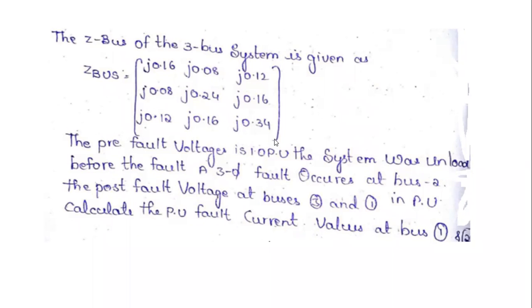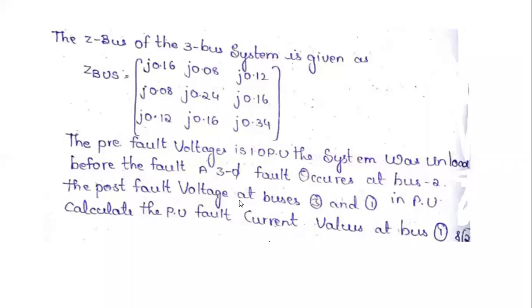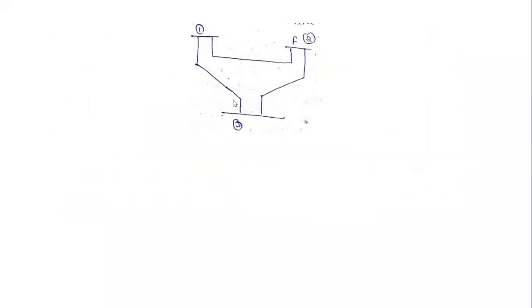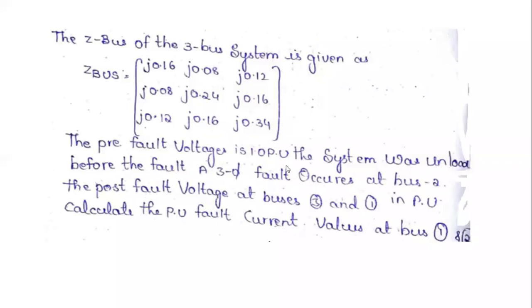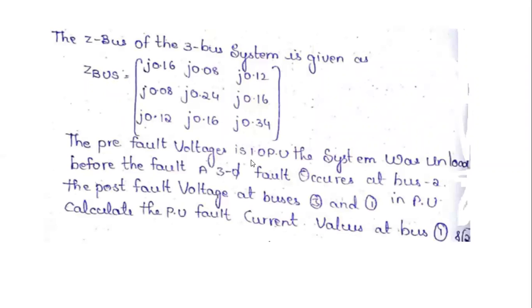This problem will be discussed in the next class. This is the given single line diagram for that problem. We are considering three buses, bus 1, bus 2, and bus 3. In the problem, the post-fault voltages at bus 3 and bus 1 are given, and a three-phase fault occurs on bus 2. The solution for the problem continues in the next class.